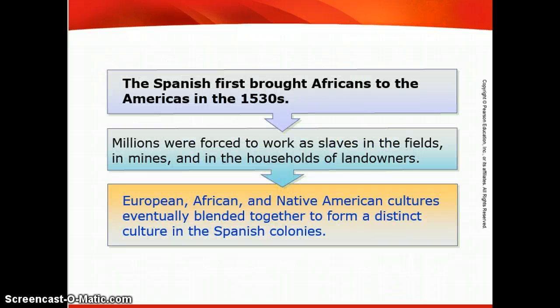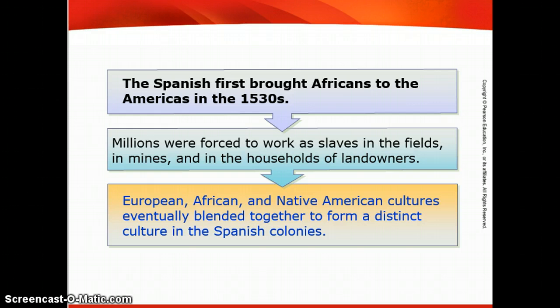The Spanish first brought Africans to the Americas in the 1530s. Millions were forced to work as slaves in the fields, in mines, and in the households of landowners. Las Casas will regret that he had this suggestion. He didn't realize he was starting the slave trade in America. I'm not really sure how he didn't realize that was going to happen.